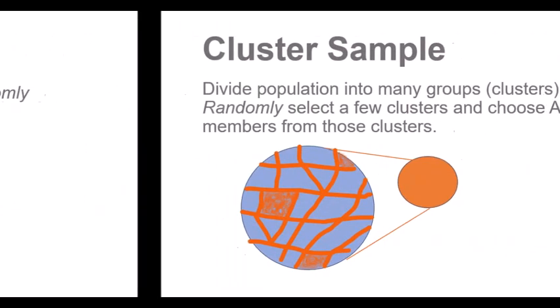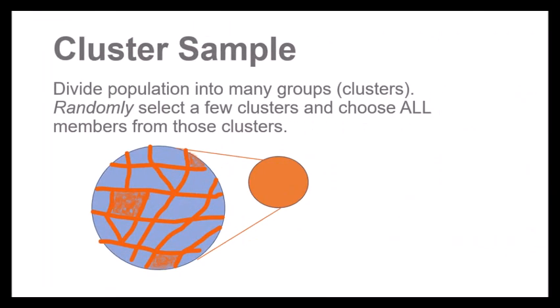Another type of random sample is called a cluster sample. This can get confused with a stratified sample because it also involves dividing the population into a bunch of groups. These groups are called clusters. But the way we select our sample is we randomly choose a few of the clusters, and then we choose everyone, or every member, of each one of those clusters.